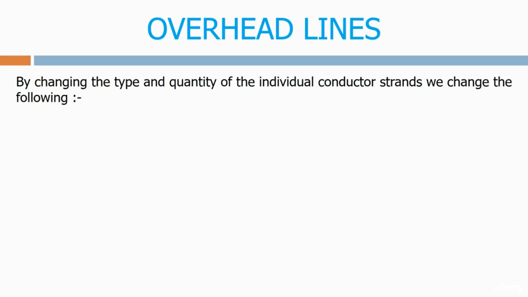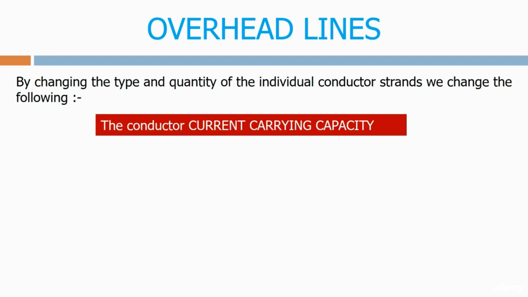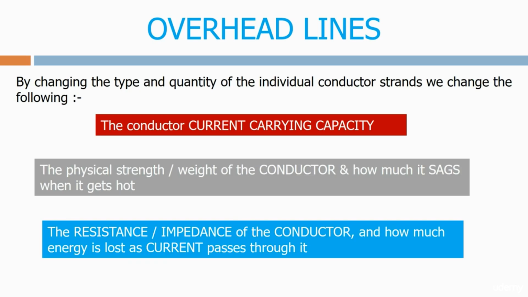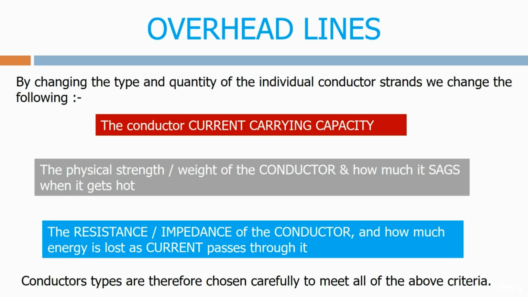By changing the type and quantity of the individual conductor strands, we change the following: the conductor current carrying capacity, the physical strength and weight of the conductor and how much it sags when it gets hot, the resistance and impedance of the conductor and how much energy is lost as current passes through it. Conductor types are therefore chosen carefully to meet all of the above criteria.